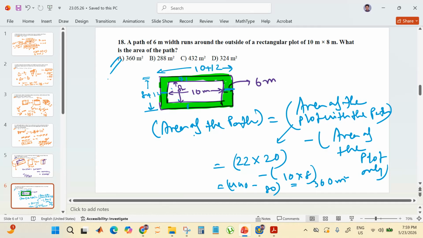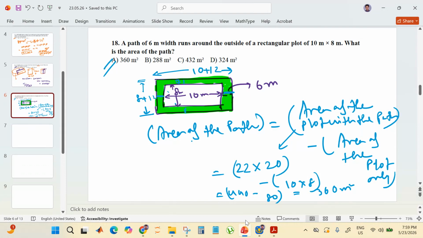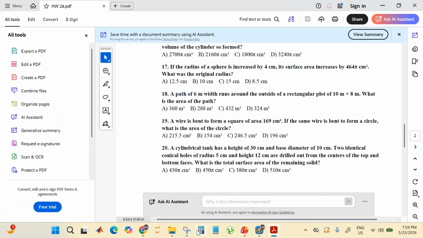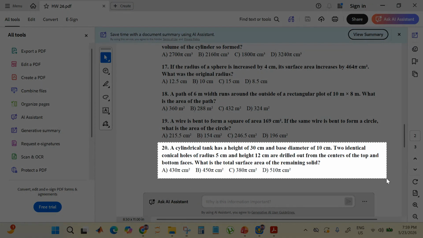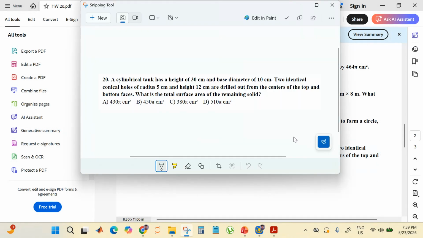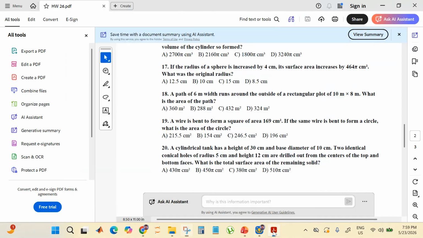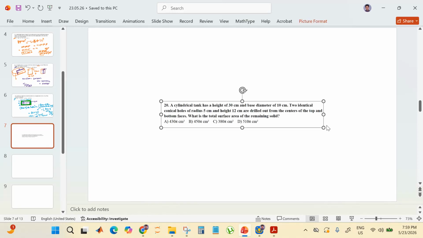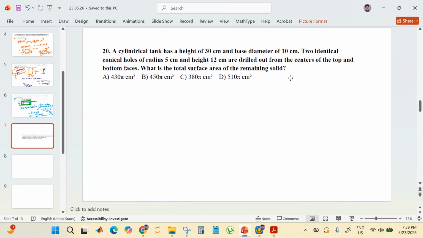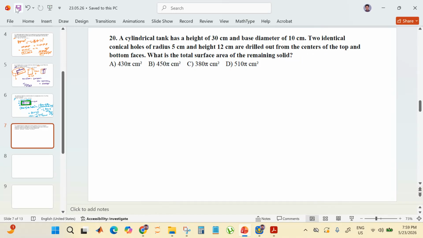Okay? It's very easy. And the last math for today is question number 20. I think after solving this math, you can easily find the answers of all remaining numericals. Okay. So first try to yourself first, then I will discuss.